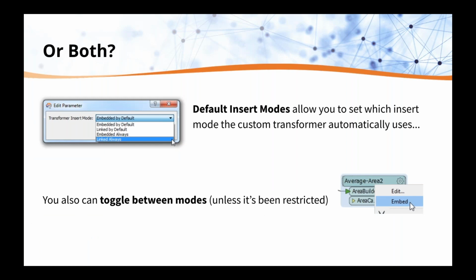You can also specify which mode the transformer will automatically use and then toggle between these modes. So if you need to just tweak a custom transformer for one workflow, just switch it back to embedded. You can also have both modes inside of one workspace.